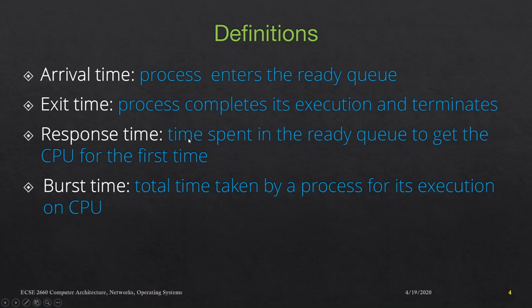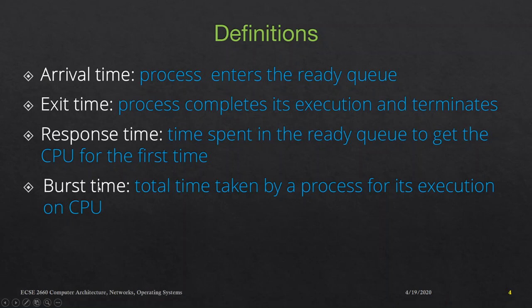Response time is the time spent in the ready queue to get the CPU for the first time. Notice over here this is specifically for the first time, because there might be multiple times we could get the CPU. So for example, if there is an IO operation request, then we go back to the ready state for the second time. So this response time definition or calculation is based on the time spent in the ready queue to get the CPU for the first time. This is for a process.